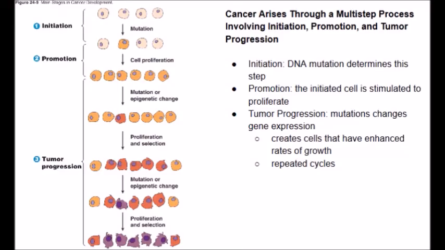So by now we're at the promotion stage, and the last stage for the cancer cell is called tumor progression, and it occurs when mutations and changes in gene expression produce a variety of cells that show better growth rate or other strong properties, which allow certain cells to grow longer than the other cells, and ultimately those cells will become the dominant cell within that tumor.